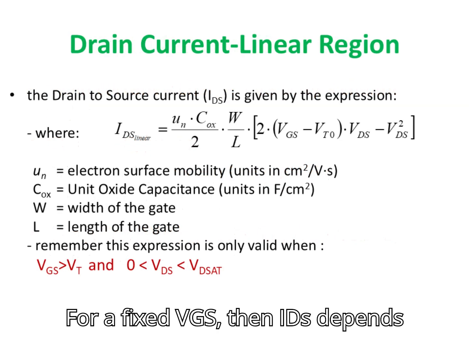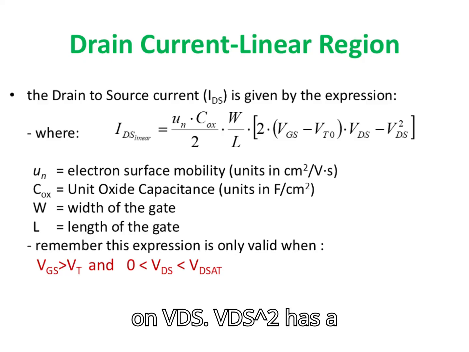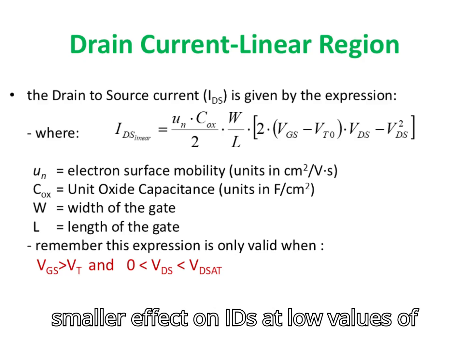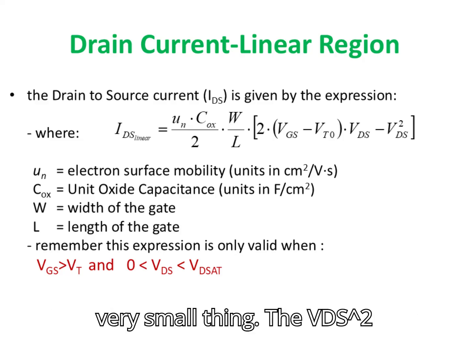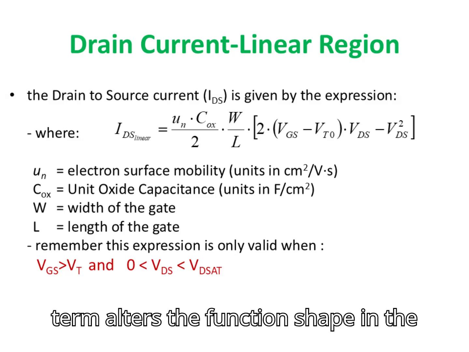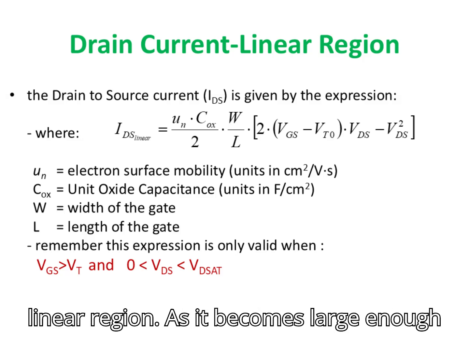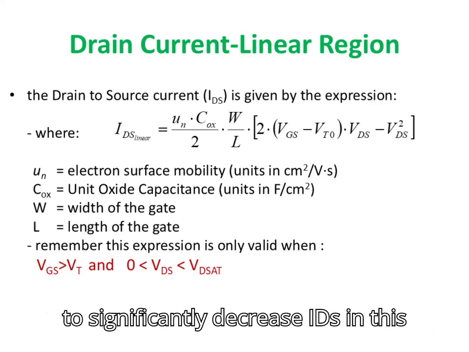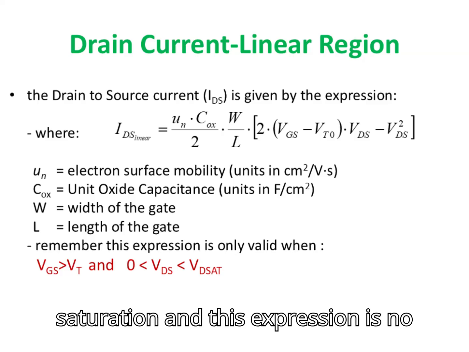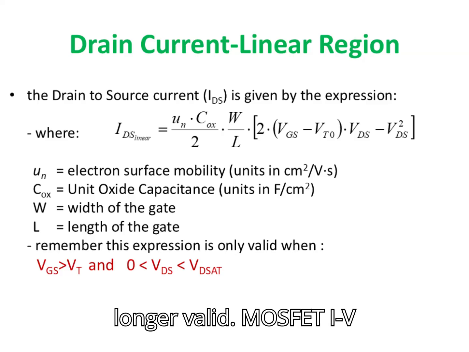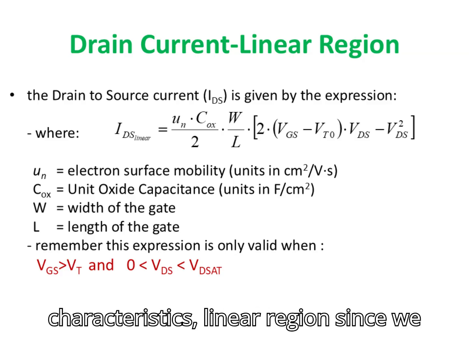For a fixed VGS, IDS depends on VDS. The VDS² term has a smaller effect on IDS at low values of VDS, since it is not multiplied by a very large term. The VDS² term alters the function shape in the linear region. As it becomes large enough to significantly decrease IDS in this function, the transistor enters saturation and this expression is no longer valid. MOSFET I-V characteristics.